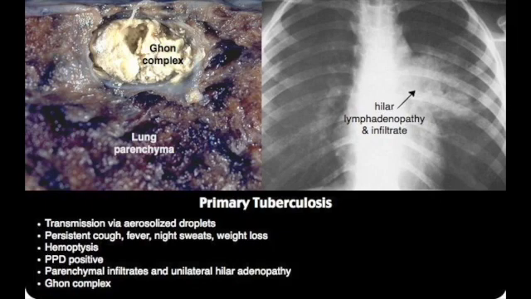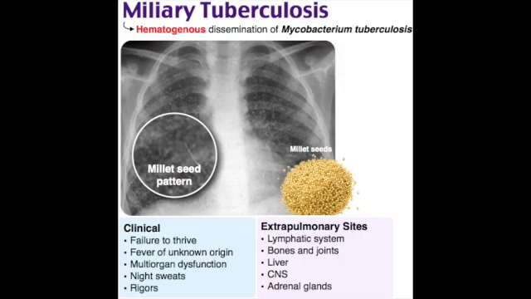Extrapulmonary symptoms, importantly, they can affect any organ, so you need to know scrofula, which is cervical lymph nodes affected in TB, meningitis, as well as Pott's disease, which is TB of the vertebrae, miliary TB, which is like little millet seeds seen on chest x-ray, pericarditis, TB can go to the pericardium, adrenal involvement or GU involvement.